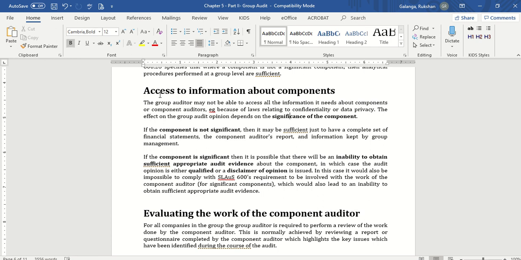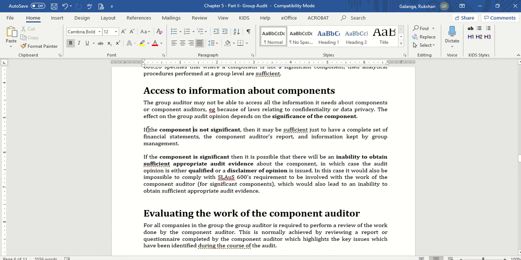You know that too, right? Now, take some non-significant components. Sometimes if we cannot get information about non-significant components, if the component does not provide the information we ask for, what has the standard allowed us to do? To perform analytical procedures and come to a conclusion, because it's not a significant component, right?